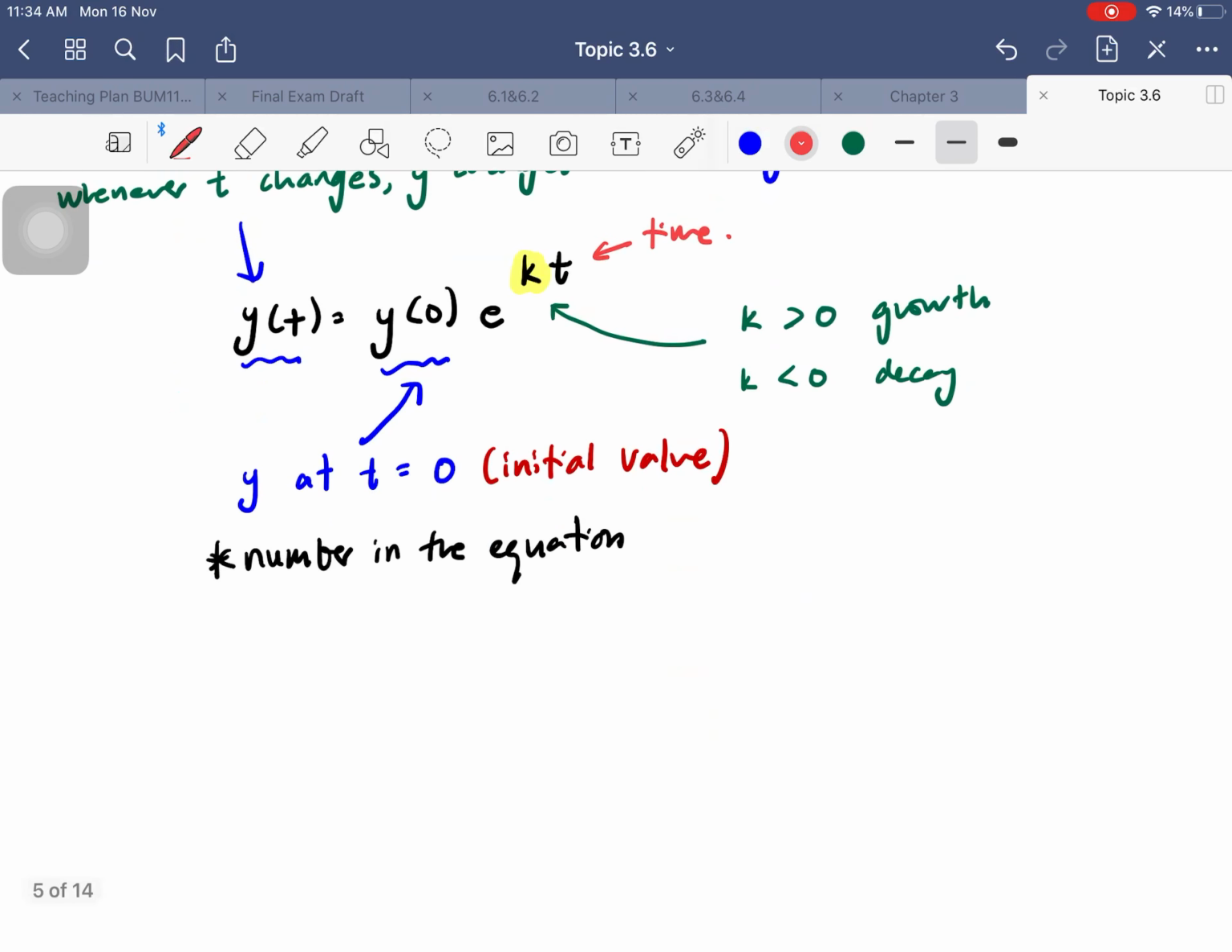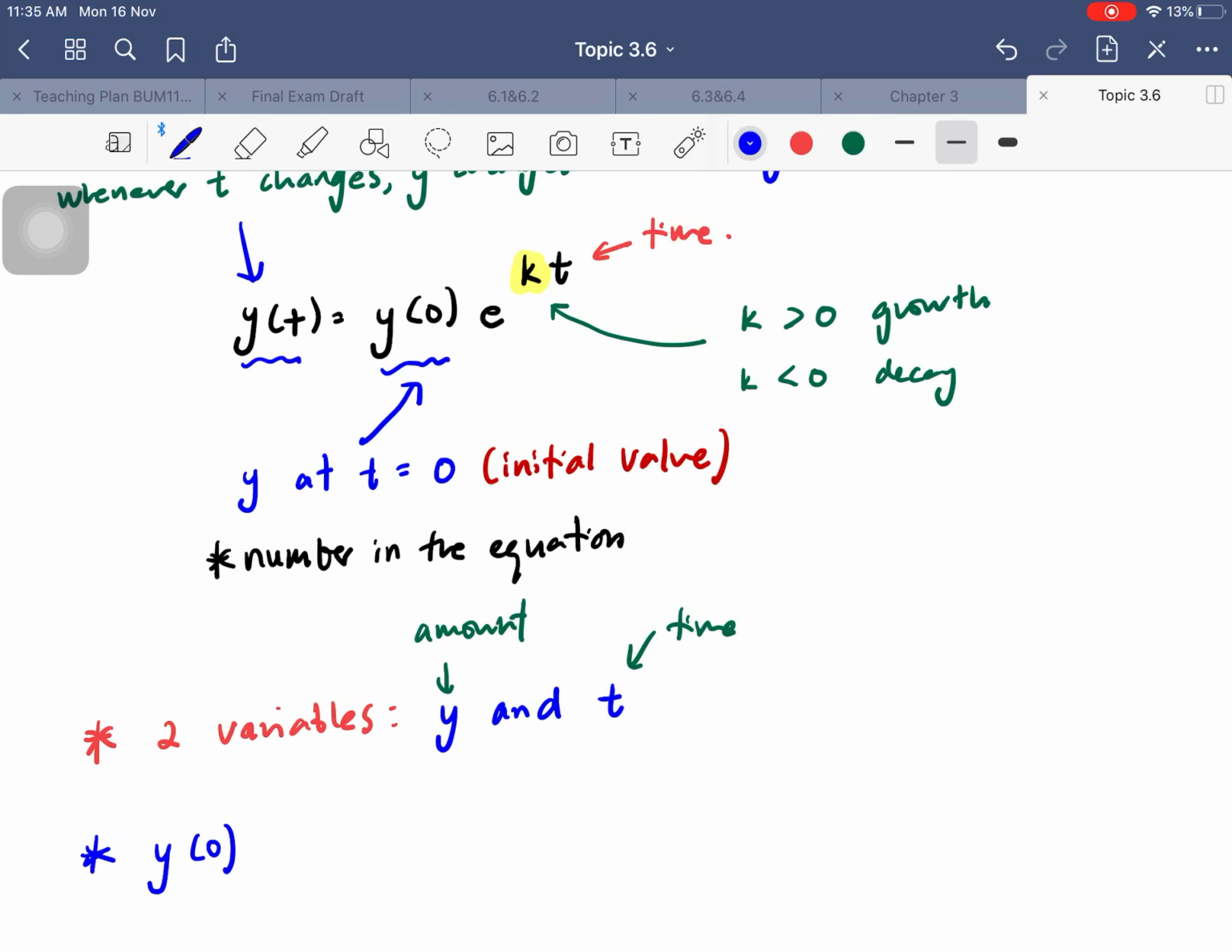In this equation, I would like to highlight that there are only two variables. What are the variables in the equation? The variables are only y and t. y represents the amount, and t represents the time. What about the rest? The rest, which are y naught and k, are not variables, they are constants.